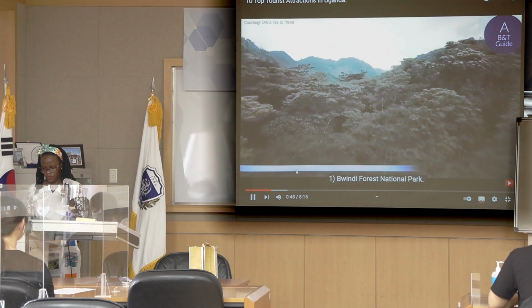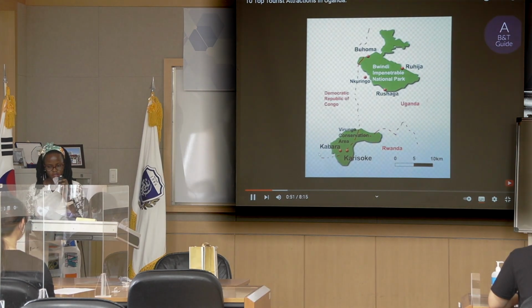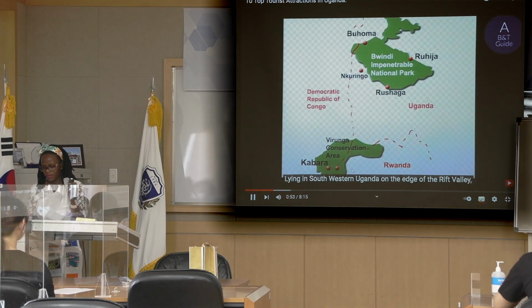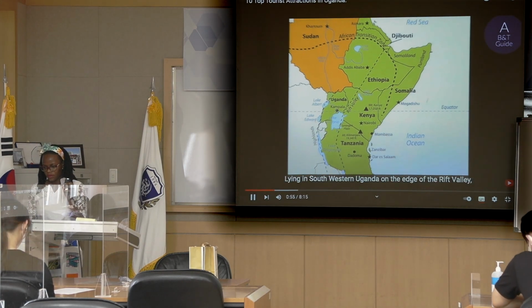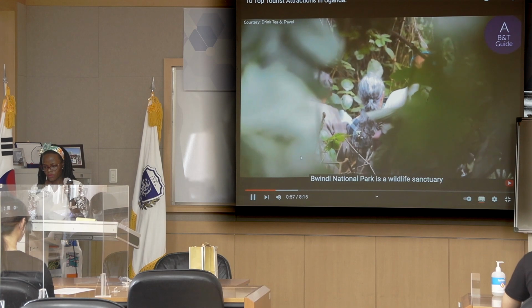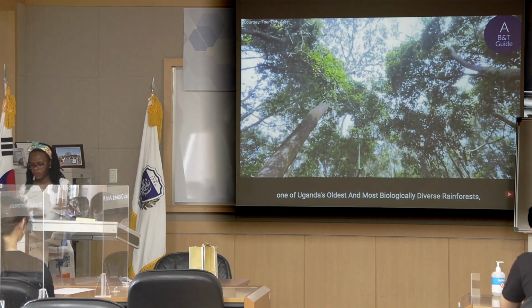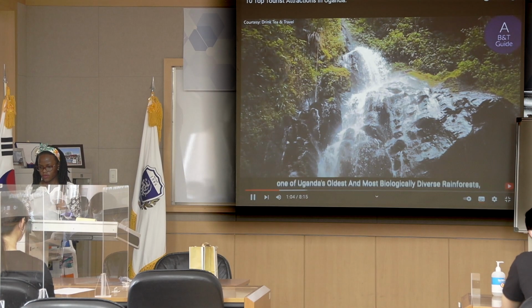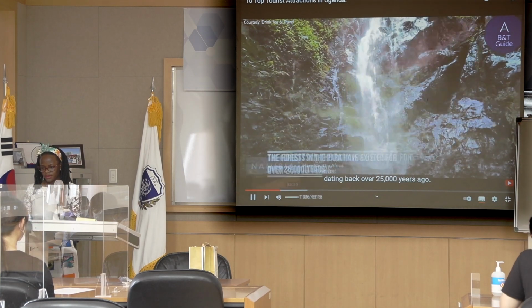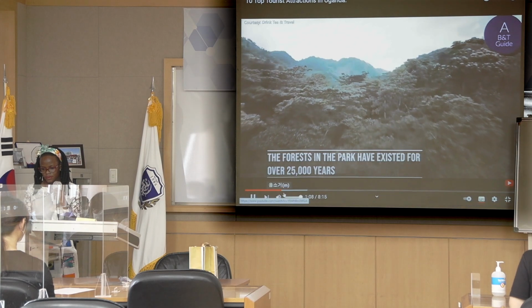Number 1. Bwindi Impenetrable Forest National Park. So this is the first national park, in southwestern Uganda on the edge of the Rift Valley. Bwindi National Park is a wildlife sanctuary with its mist-covered hillsides blanketed by one of Uganda's oldest and most biologically diverse rainforests. So, waterfalls. 25,000 years ago.